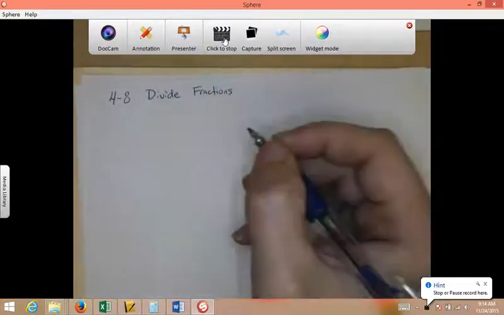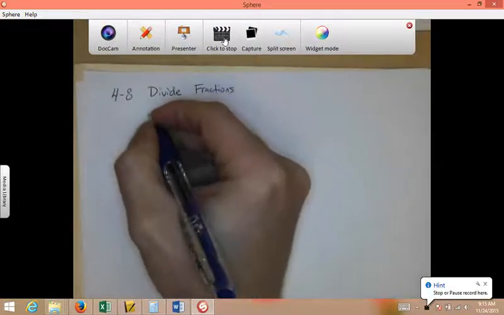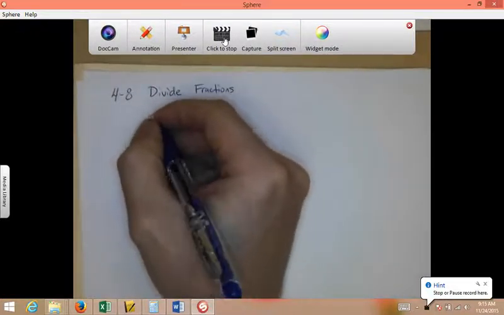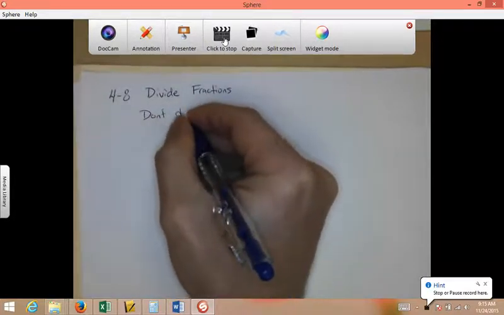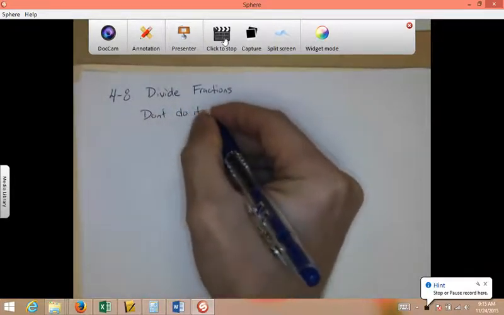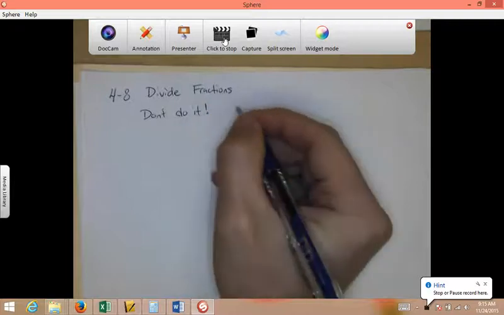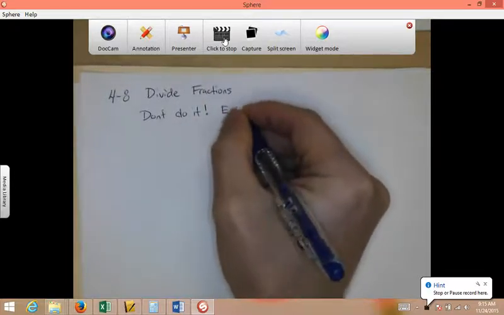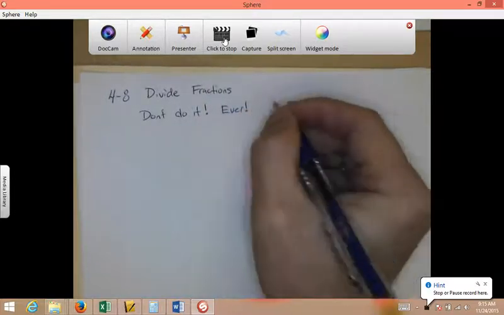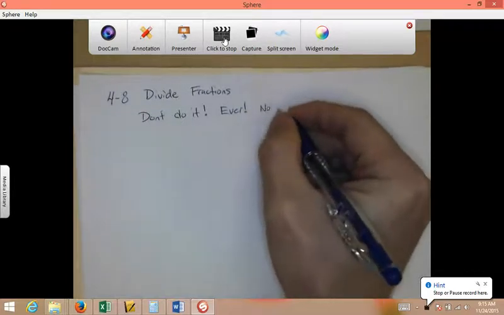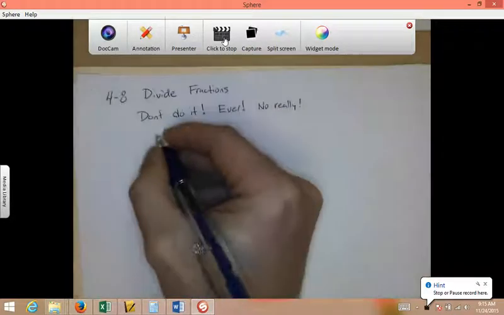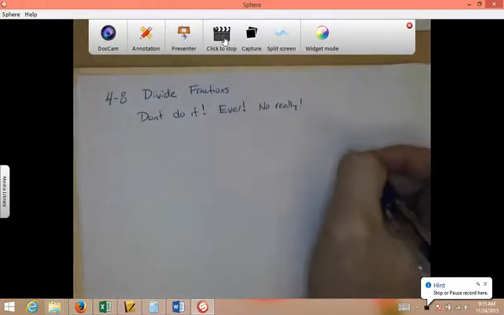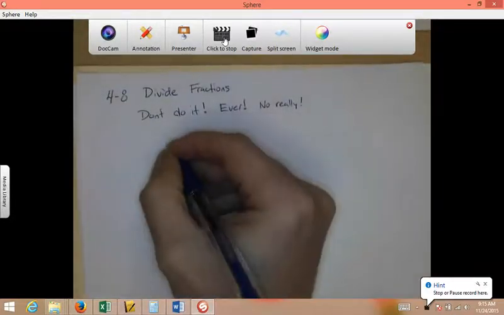Okay, to divide fractions, there's one important rule that you have to follow. Don't do it. Ever. Don't do it. No, really. What's don't do it? No. So we never divide fractions. Ever. No, like, really. Never.